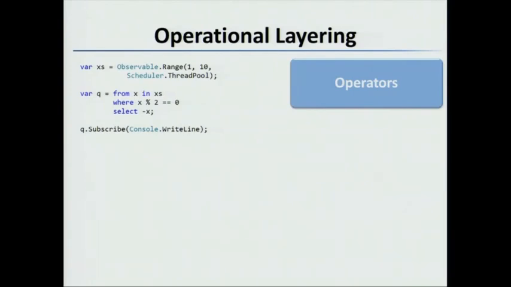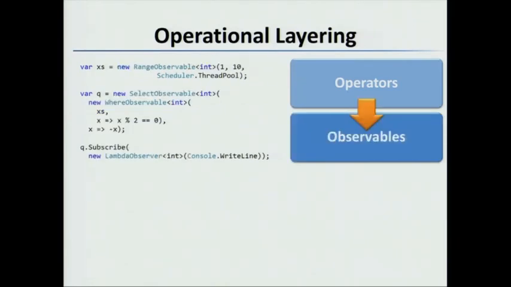And so we write these operators. This is kind of the operational level. We declare these high-level queries. Now this is not exactly what Rx does. It doesn't actually translate the code into this, but you can think about it this way, that it kind of lowers your query into a form that's like this, where it's just compositions of observables.